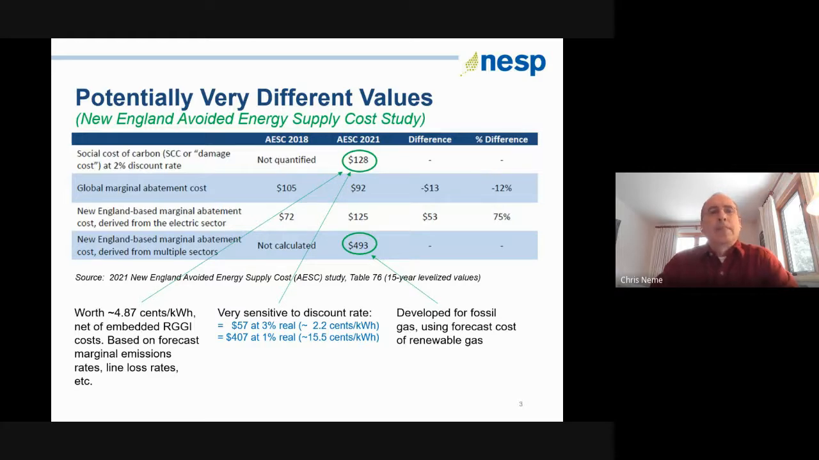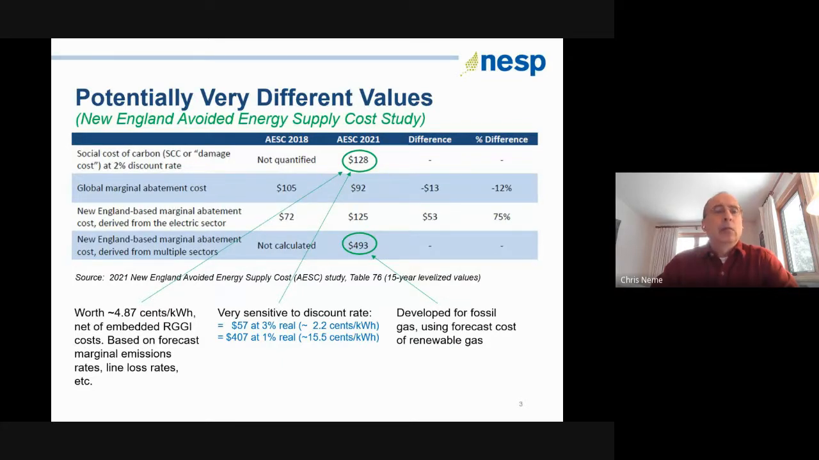The number at the top, the $128, is the estimate using the social cost of carbon at a 2% discount rate. Now, as noted, that value is highly sensitive to discount rate. And as the note below shows, if instead of 2%, we used a 3% real discount rate, it would be worth only $57. Alternatively, if we used a 1% real discount rate, it would be worth $407 a ton. So quite a range, an order of magnitude difference in the value between a 1% and a 3% real discount rate.